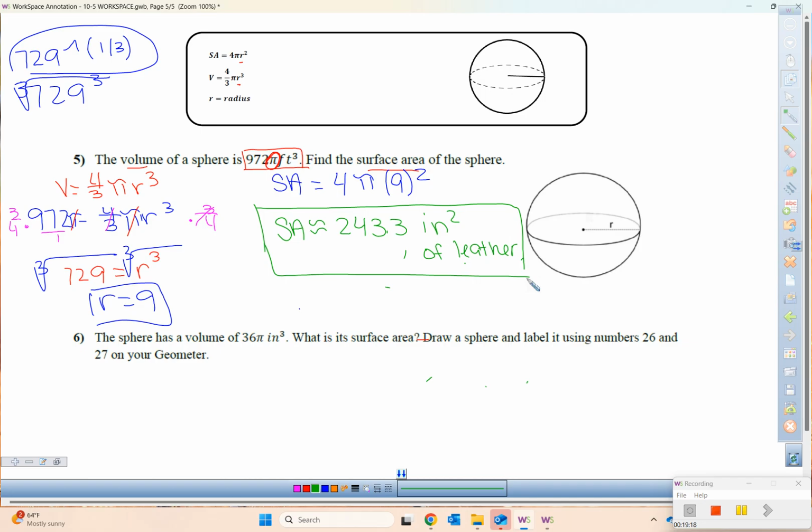Draw a sphere and label it using numbers 26 and 27 on your geometer. So I want everybody to look at your geometer if you have it. If not, you can freehand it with me. Or find something circular to trace. I'm going to freehand mine. Well, I might be able to get it here. I struggle with holding my thing up to my computer sometimes.